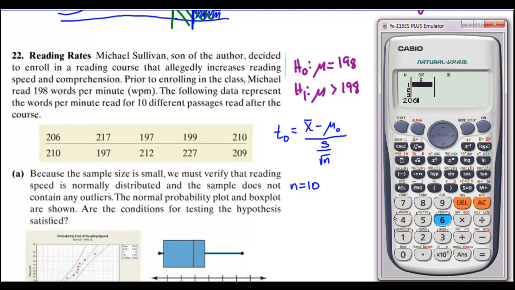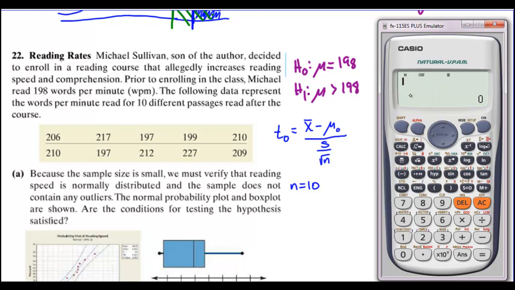So we've got 206, 217, 197, 199, 210, 210 again, 197, 212, 227, and 209. So now we've got all 10 in.